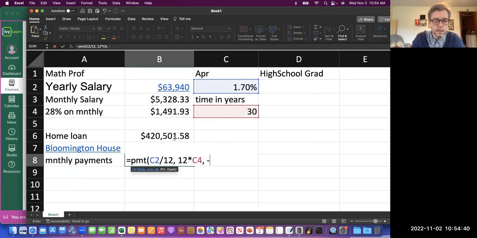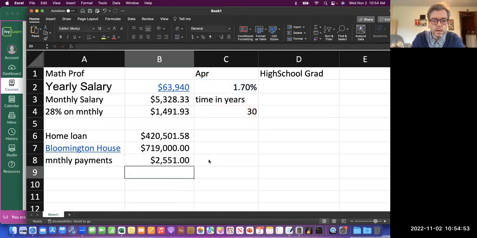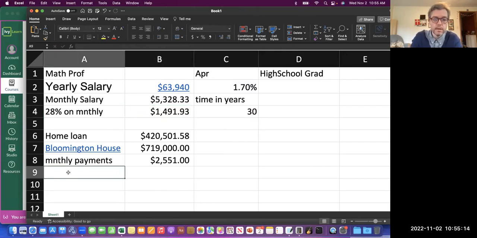And is it going to let me do it? No. In cell B7. All right, so the monthly payments are $2,551. Okay, but I only had $1,491.93. So part of it is you have to find what is the percentage of your monthly salary going to this. Okay, so again, I'm going way too fast, but I only have 5 minutes to do it.